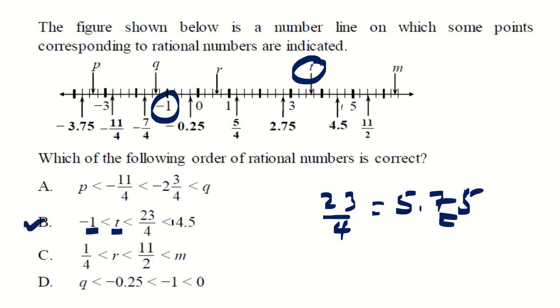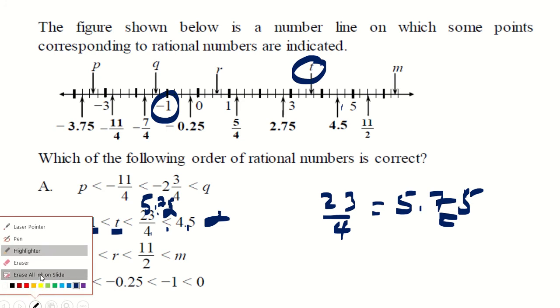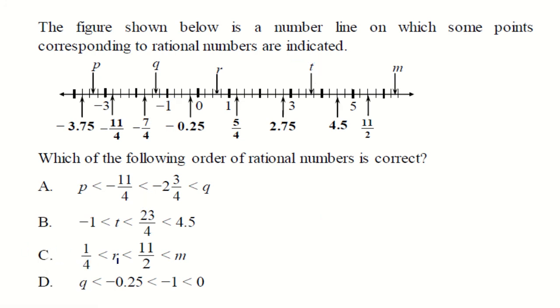It's less than 4. Look, where it fails here. Here it doesn't work. 23 over 4 means, we said it's 5.75. It's less than 4.5, doesn't work. So it fails here. The next one, 1 over 4 is less than r.